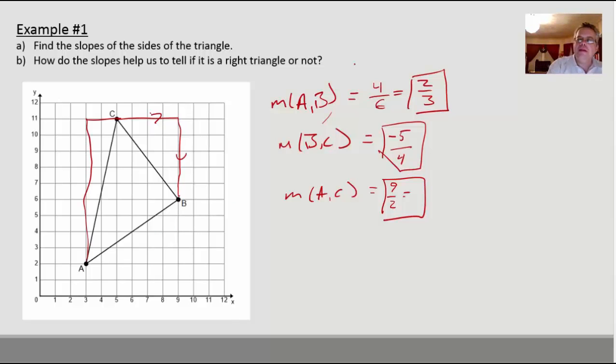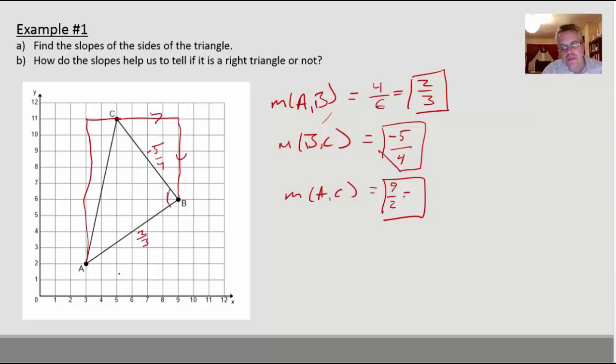I did it right. Now, we're looking for any of these that are opposite reciprocals. In fact, we thought this one was a right angle. That's why I was kind of surprised. I thought that was a right angle, but looks can be a little bit deceiving. It's not quite a 90-degree angle. The reason I know is because the slope of BC is negative 5/4, and the slope of AB is 2/3. Those aren't quite opposite reciprocals. They're close, but not quite. That's why it looks like a right angle, but it isn't.